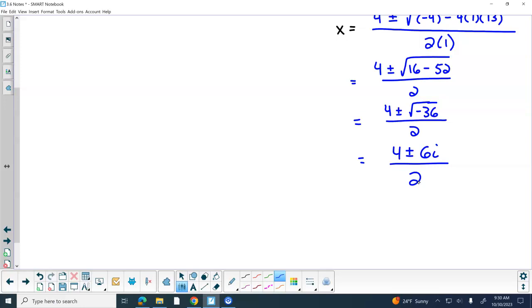Can I combine 4 and 6i into 10i? Why not? 4 is not an i. Okay? Same rules apply as variables, combining like terms and variables. Okay? Can 4 be divided by 2? Can 6 be divided by 2? Yes. So my answer here is 2, 4 divided by 2 is 2, plus or minus 3, 6 divided by 2, 3i. 2 plus minus 3i.